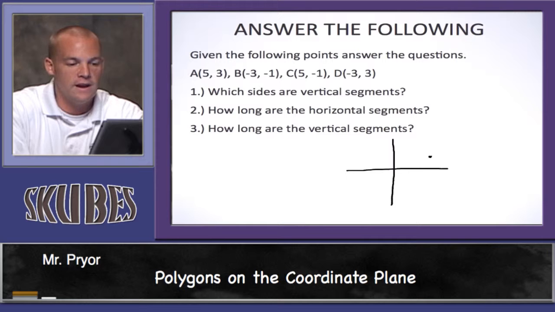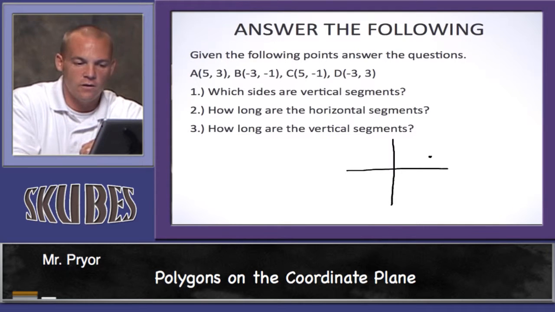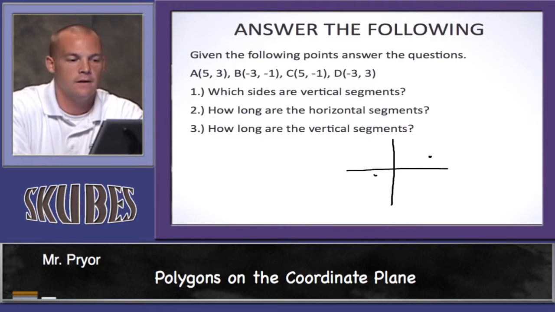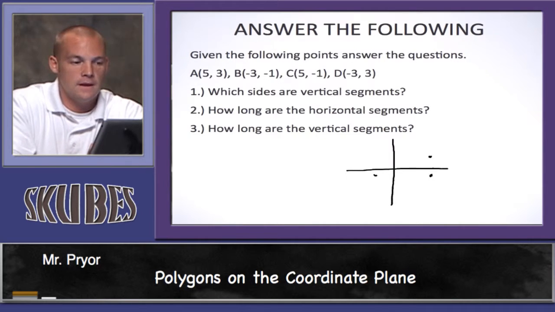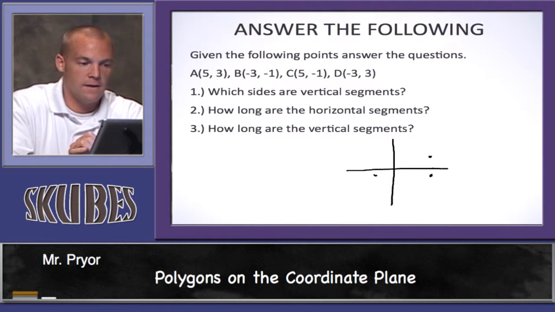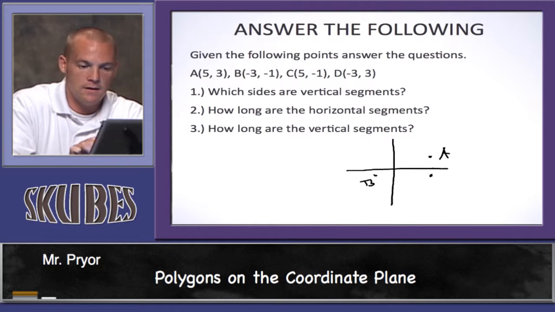The point -3, -1. We're going to go left 3 and down 1. So it should be approximately right there. 5, -1 means to go right 5 and down 1. So it's going to be approximately right there. And then D, and let me go back and label these real quick so we don't get lost here. That was A, B, C, and then point D, -3, 3. So left 3, up 3, which puts you about right there.